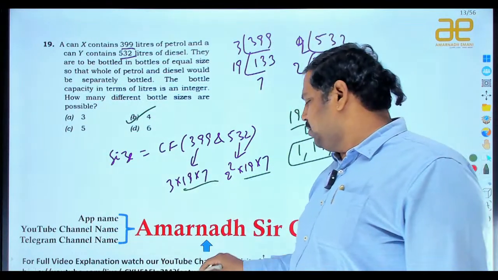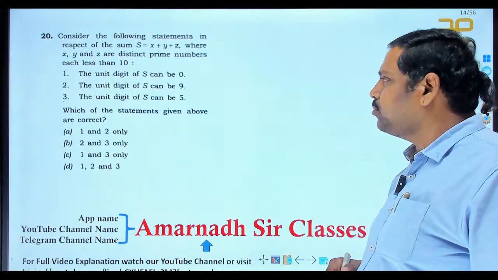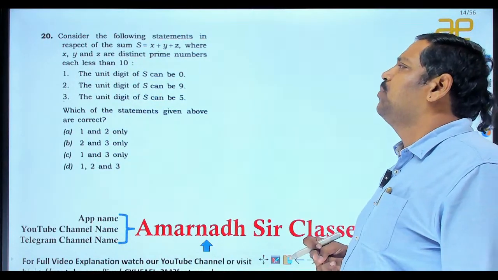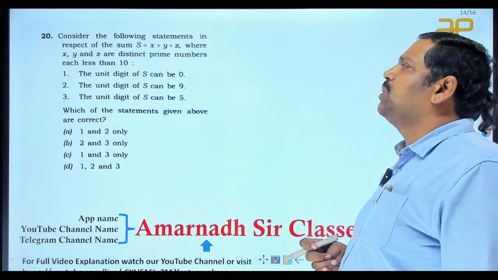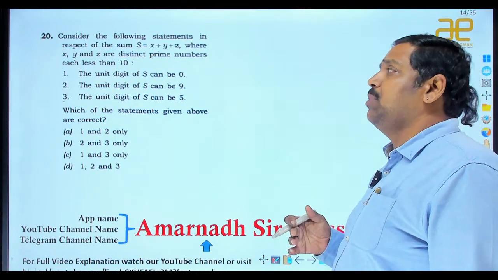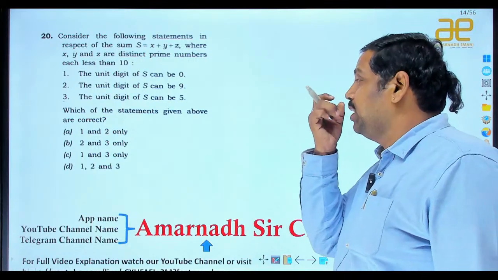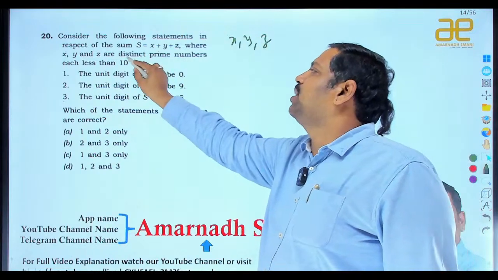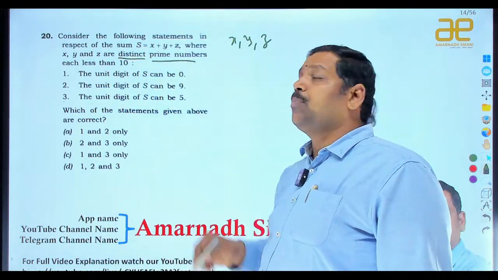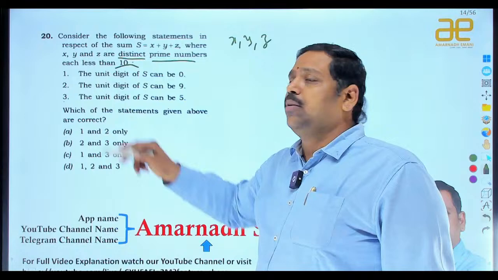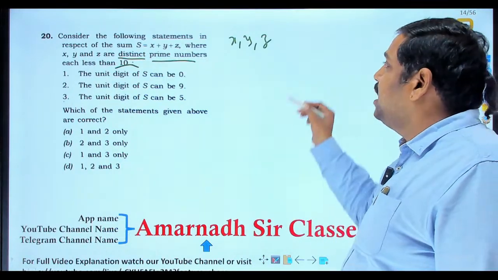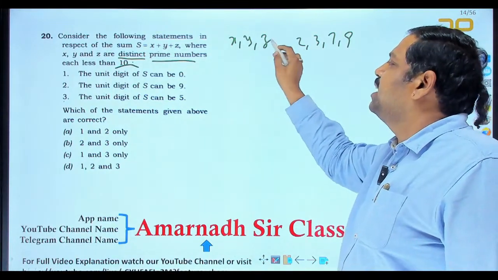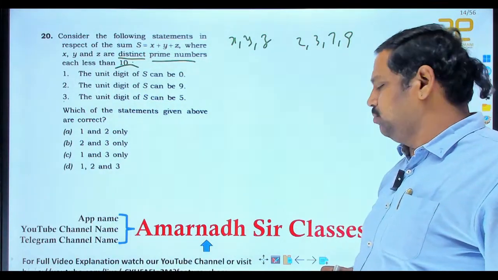Let's see the next beautiful question. Consider the following statements in respect of the sum x is equal to x plus y plus z, where x, y, z are distinct prime numbers, each less than 10. Okay. So x, y, z are distinct primes. So remember that distinct, all are different, and all are prime numbers, and that too all are less than 10. The prime numbers less than 10 are 2, 3, 5, 7. Okay, 4 numbers are there, but he is saying 3. Means 1 we have to remove.